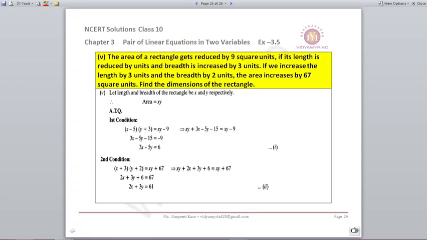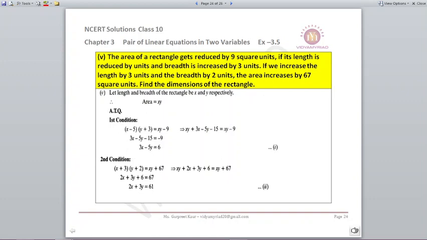The area of a rectangle gets reduced by 9 square units if its length is reduced by 5 units and breadth is increased by 3 units. So we know the area is length into breadth. So here let the length be x and breadth be y. So area will be xy. For the first condition, the length is reduced by 5 and breadth is increased by 3. So (x minus 5)(y plus 3) is equal to xy minus 9, because area is reduced by 9. On solving the brackets, we get 3x minus 5y is equal to 6, which is equation number 1.